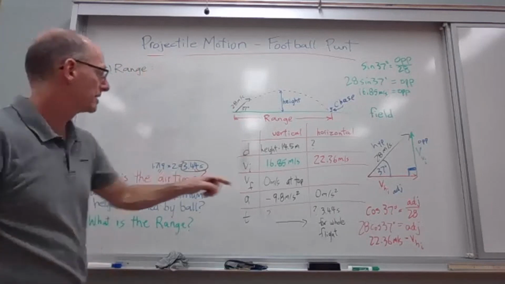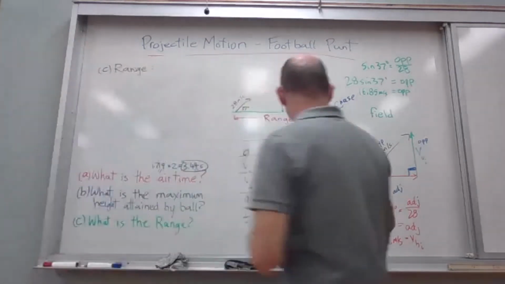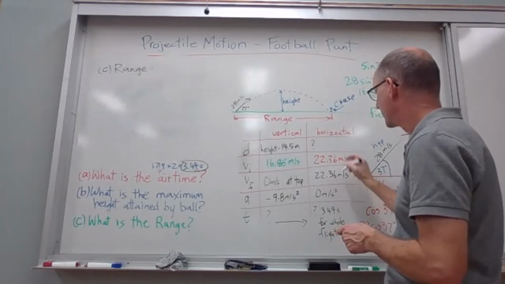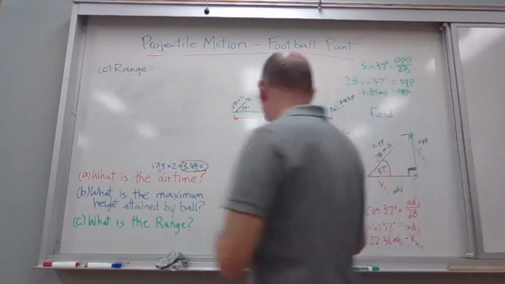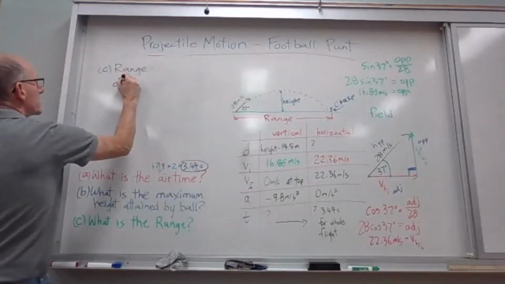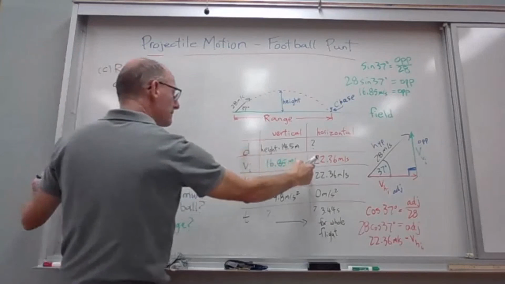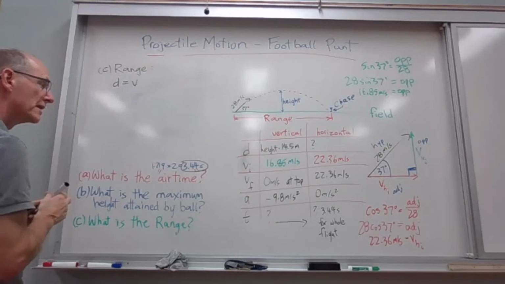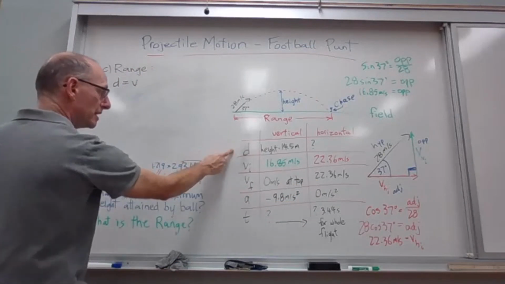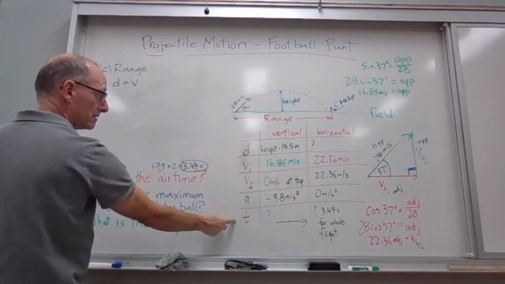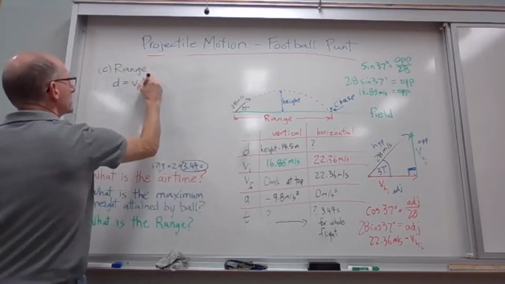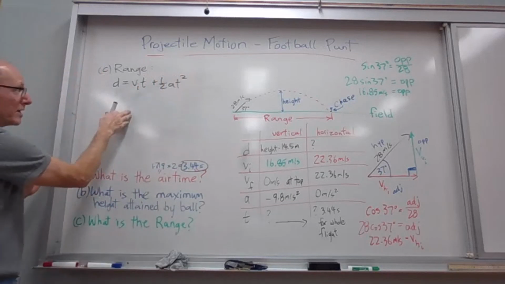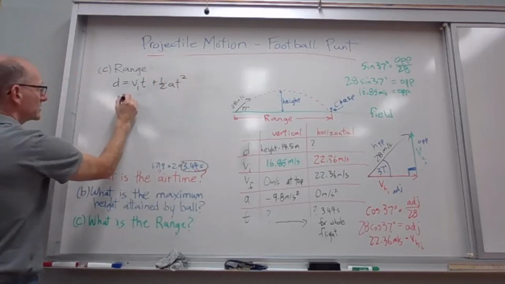I need to use an equation that has VI, well, this VF in the horizontal direction is the same. It's 22.36 because it never changes. So I need to use an equation that has VI, VF, A, and T in it. And I'm looking for D though. So D, VI, T, and A. I could use this one. You can use any other equation that has D in it. You will get the same answer.